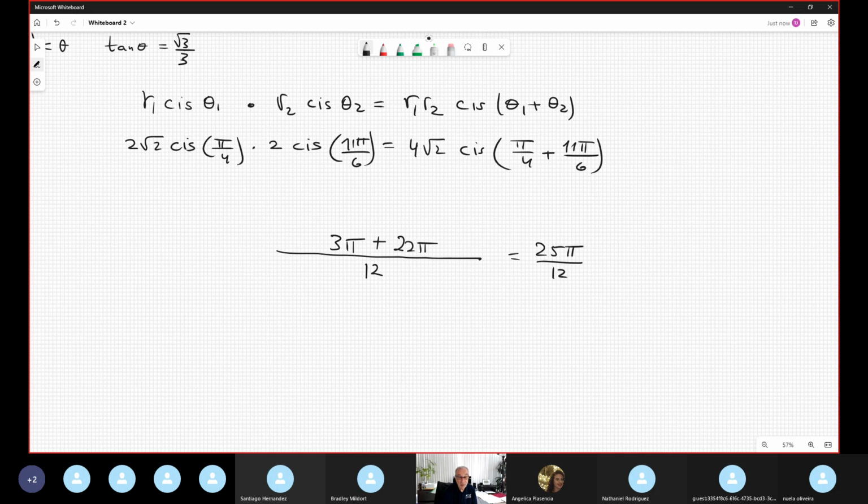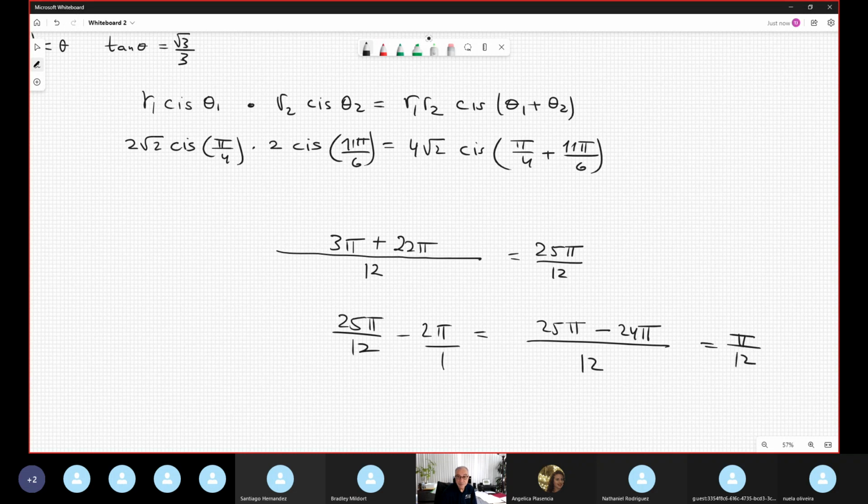25 pi over 12. But the problem is that 25 over 12 is bigger than 2 pi, yes or no? Because 24 divided by 12 is 2 pi. So in order to find the coterminal angle, you subtract 25 pi over 12 minus 2 pi, which is 25 pi minus 24 pi, no? Because 12 divided by 1 is 12 times 2, 24, and this is pi over 12. So the conclusion is 4 radical 2 cosine I sine pi over 12.